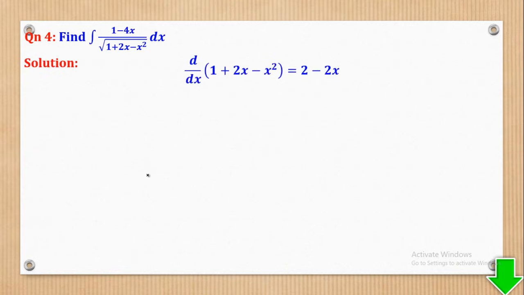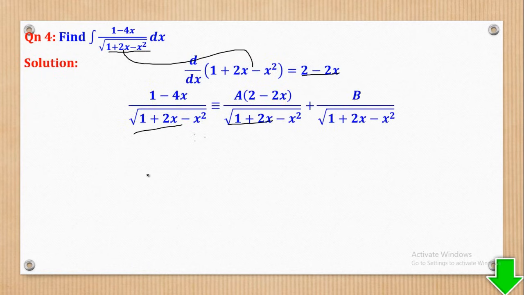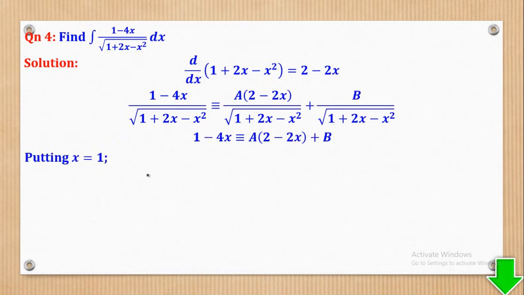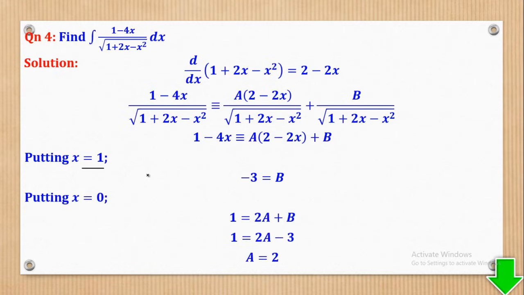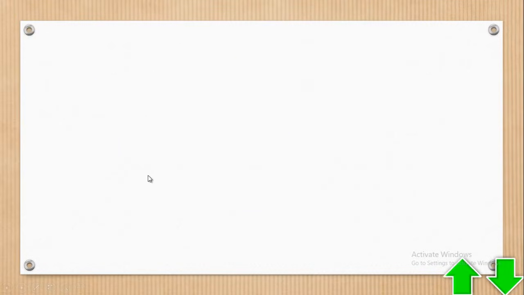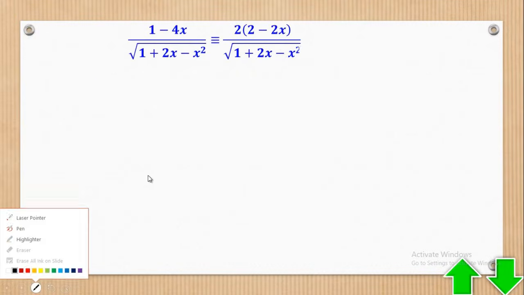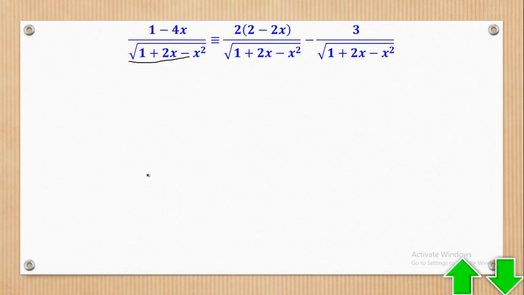So still we shall do the same, get the derivative of what is inside this bracket. It will be 2 minus 2x. Therefore this is the same as this, but our interest is equating the numerators, which is this step. Therefore, putting x equal to 1, I'll come up with b as negative 3. Putting x equal to 0, I'll come up with that equation. The good thing is I know the value of b, therefore the value of a will be 2.